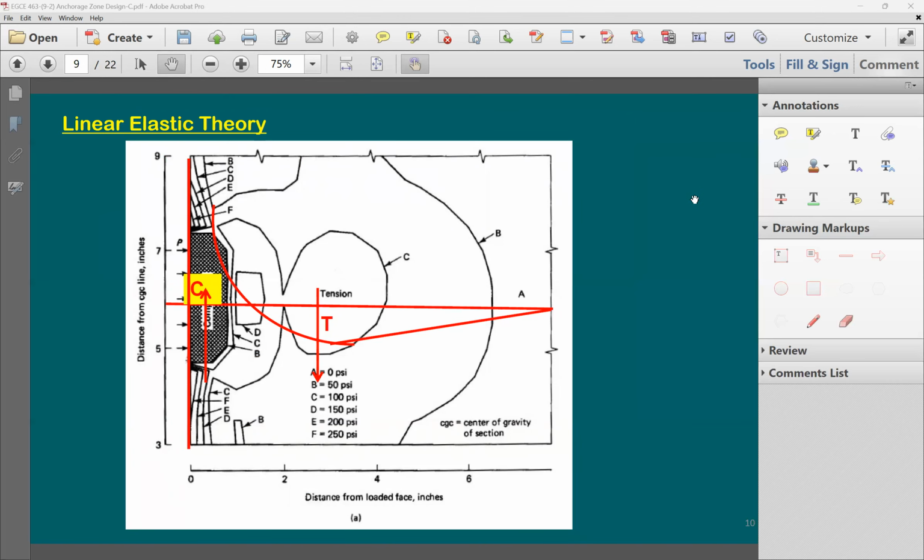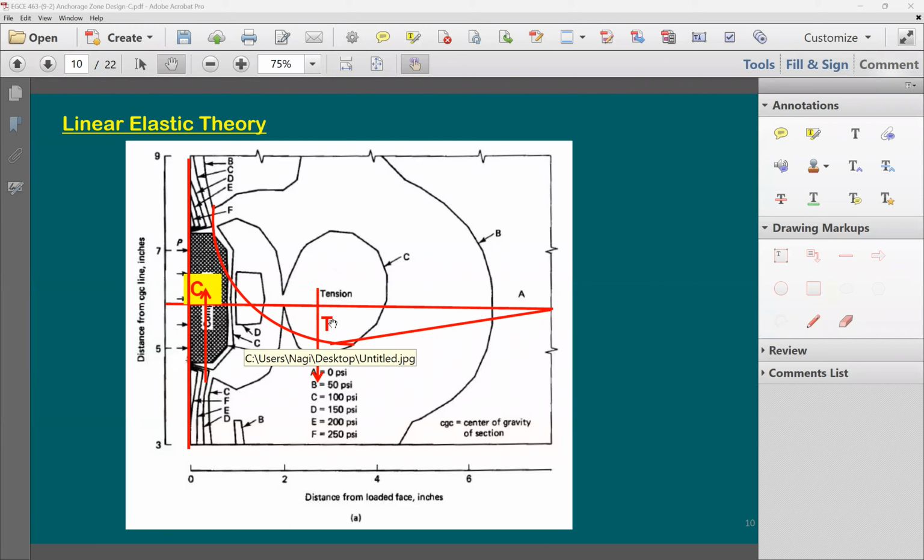Now, with this linear elastic theory, which we're using here, I can put some tension force in this location and some compression force in this location. And the question is, what is the distance between this tension force and compression force? Because if T is going to be equal to C, there's some moment which is equal to C or T multiplied by the distance between the two.